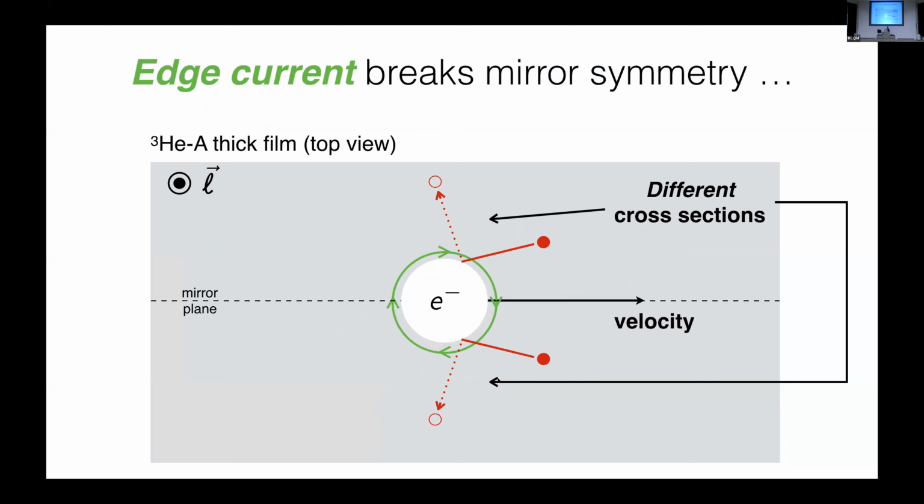And this is the source of the following asymmetry in the differential cross-section. For quasi-particles, say, deflecting upward versus quasi-particles deflecting downward, it's the broken mirror symmetry that's represented here by this chiral edge state. So it's this asymmetry in the cross-section that gives rise then to the transverse force.